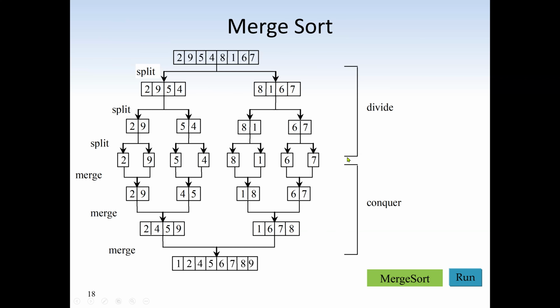Now we are going to combine. 2, 9 is in the right position, so we get 2, 9. 5, 4, we change it to 4, 5. Then 8, 1, we change it to 1, 8. Then 6, 7 is in the right position. Again, we are sorting in increasing order. So here we can see we have 2, 4, 5, 9, then we have 1, 6, 7, 8. Then we combine both of them and we have a sorted list.